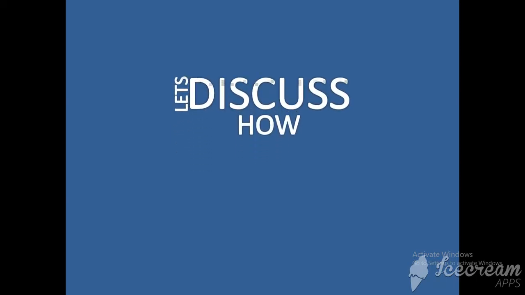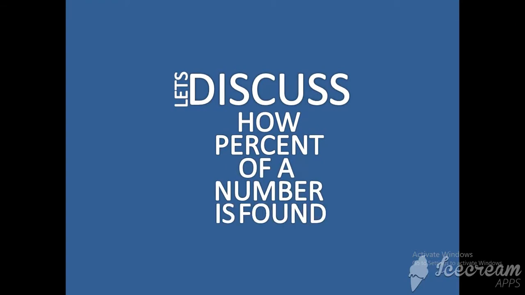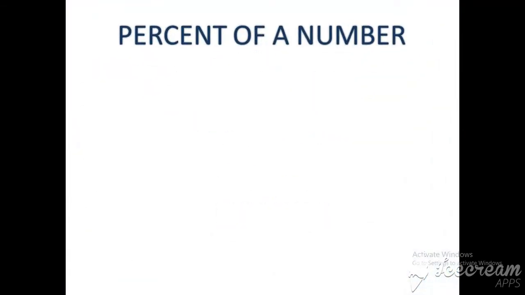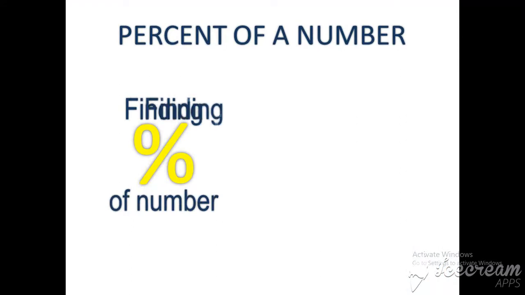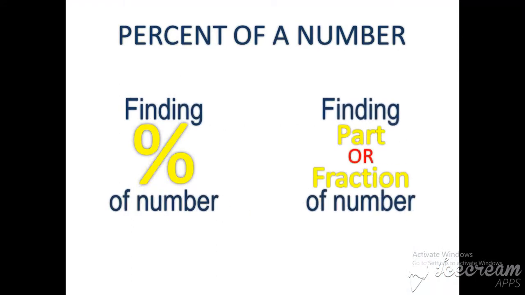Let's discuss how percent of a number is found. Percent of a number. Finding percent of a number is the same as finding a part or fraction of a number. If that is the case, there is no new concept for you to learn if you know how fraction of a number is found. So first, let's recall fraction of a number.